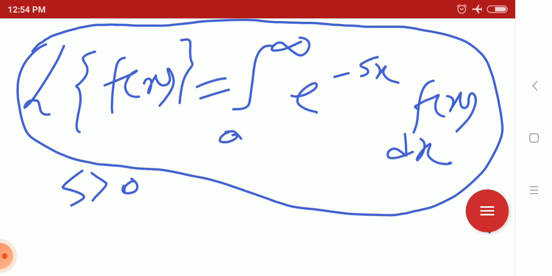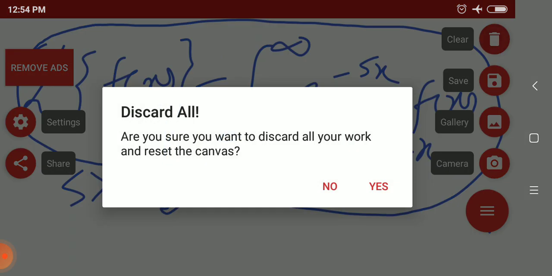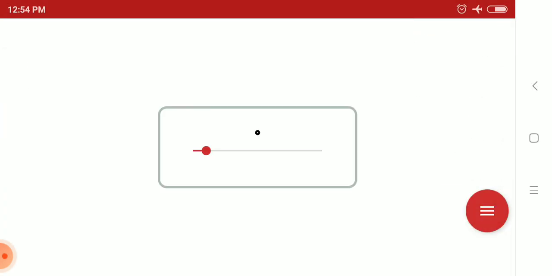So here this is the mathematical definition of Laplace transformation. That means if you have a function f of x and you do the Laplace transformation of that function, you will get the integration from 0 to infinity of e to the power minus sx f of x dx. You can change Laplace transformation to Fourier transformation also. I will discuss that as well.